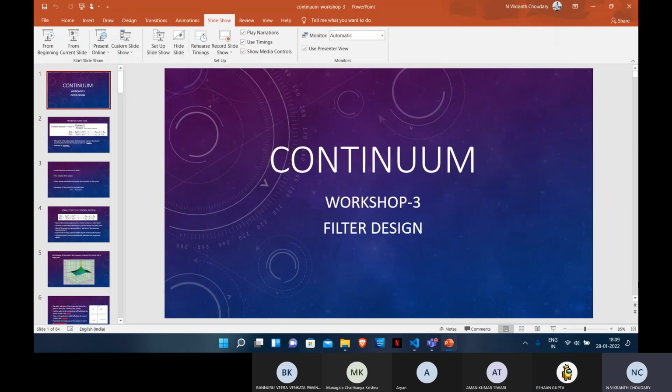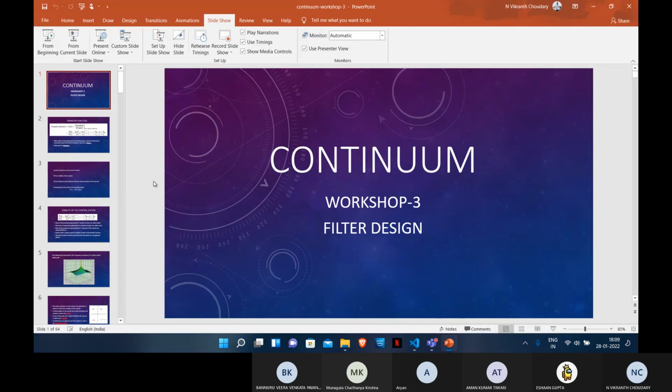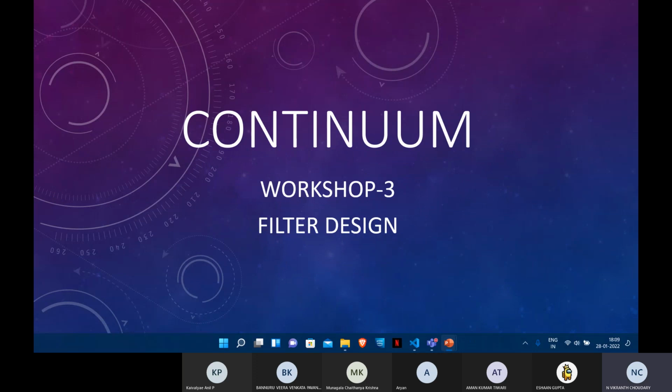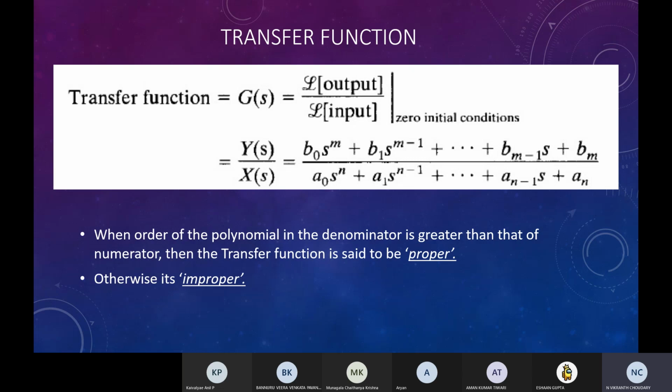So, welcome to the third workshop of Continuum. In this workshop, we will learn about filter design. Before we move on to filter design, we will first see some terms about filter design. And first up is the transfer function.